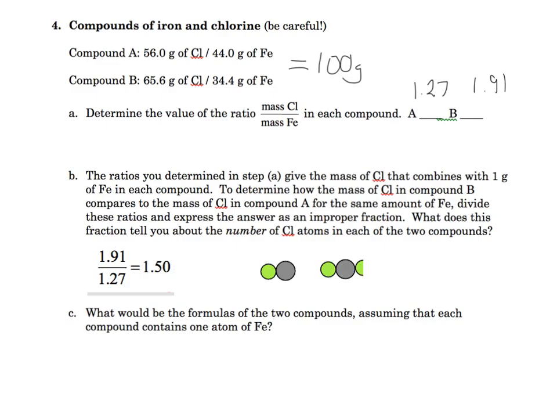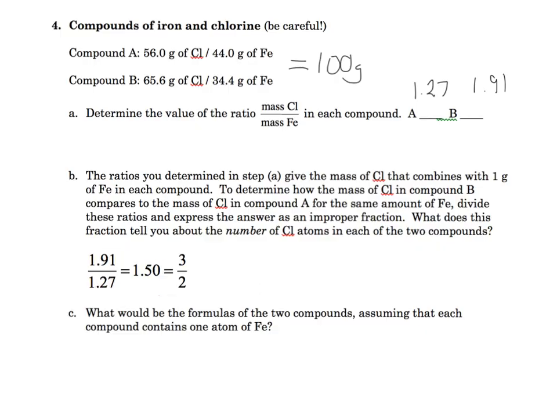No one would seriously suggest that these are reasonable particle diagrams for the two compounds, FeCl and FeCl1.5. We have a deep and abiding belief that atoms react in simple integer ratios.